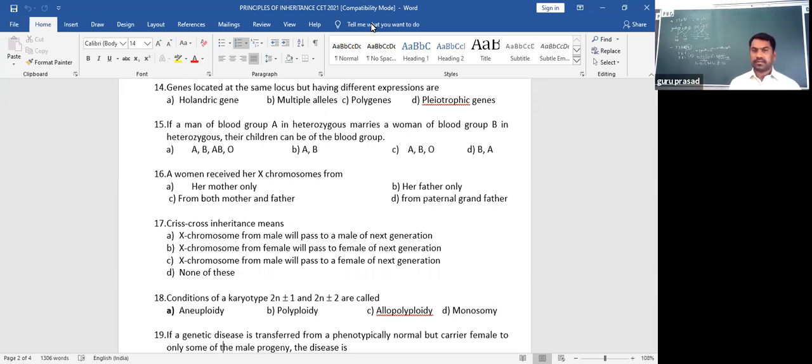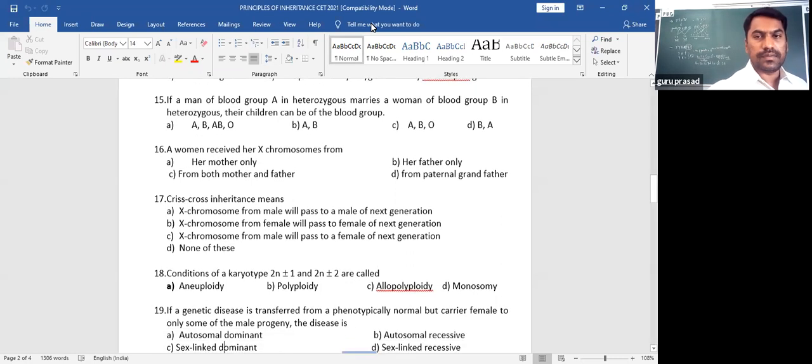Holandric genes are one more type of genes, especially called Y genes. The genes that are present on the Y chromosome we call Holandric genes, and the phenomenon they represent is called Holandrism. Basically the character is transferred from male parents to male offspring. So that is the Y character we call. Examples are hypertrichosis, baldness, etc.